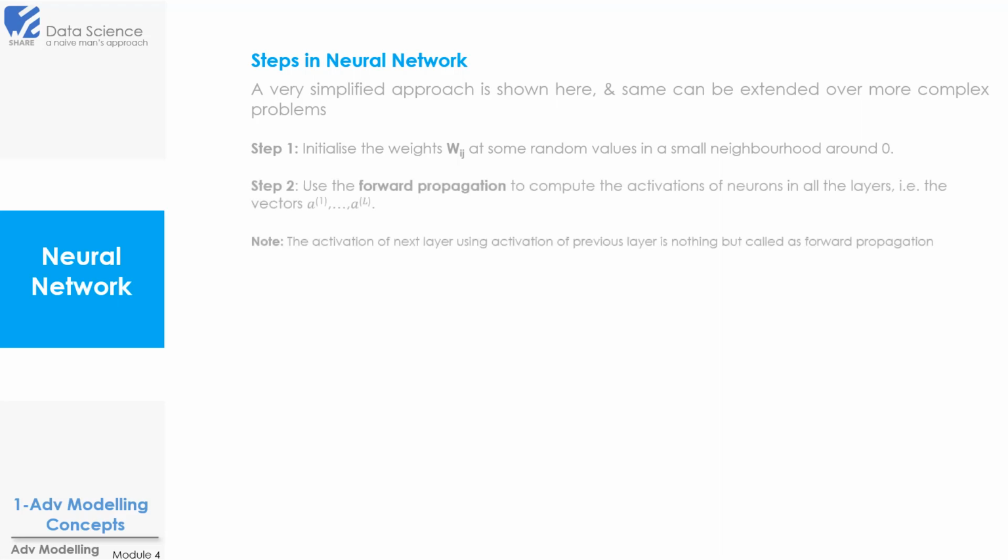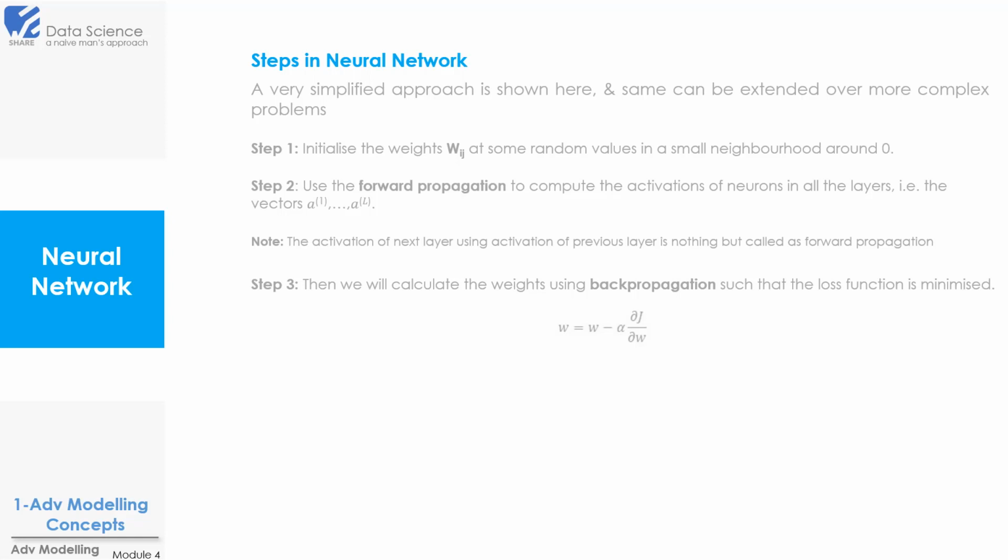Then in the next step, we use forward propagation to compute the activations of neurons in all the layers. That is the vectors A1, A2 up to AL. Remember the number in superscript denotes the layer. Now don't get overwhelmed by the new term forward propagation. The method that we saw earlier of calculating the activation function using neurons from the previous layer is called forward propagation. This is nothing but a fancy name, that's it.